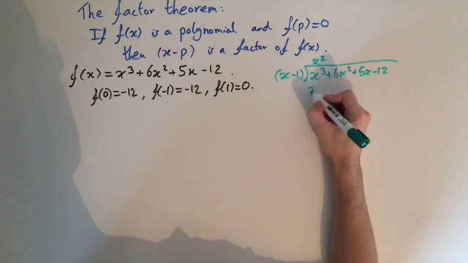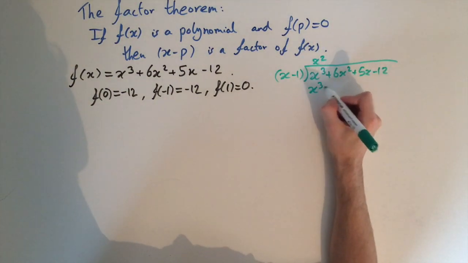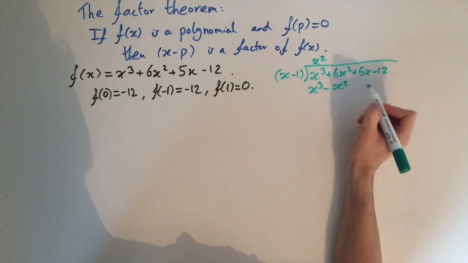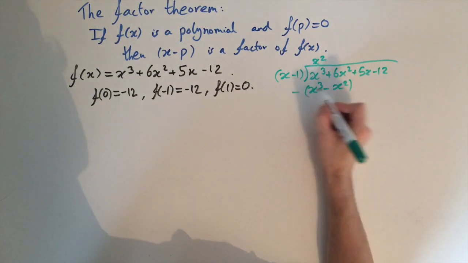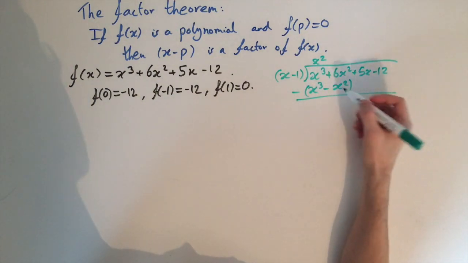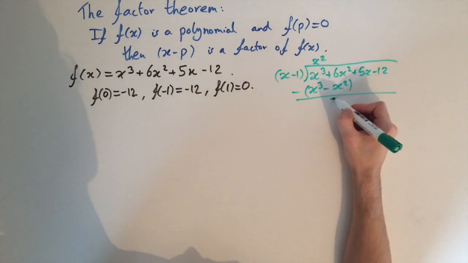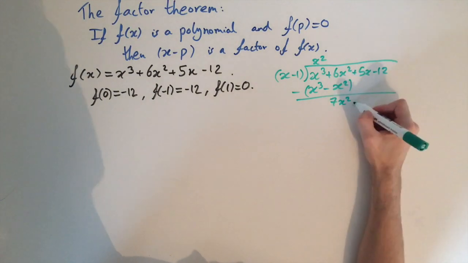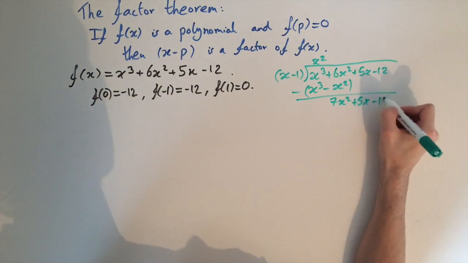Then multiply this down to balance the books. We get x cubed minus x squared here, and we need to subtract this term off from the first line. Then the x cubes cancel. We have a double minus here, which turns into 7x squared plus 5x minus 12.